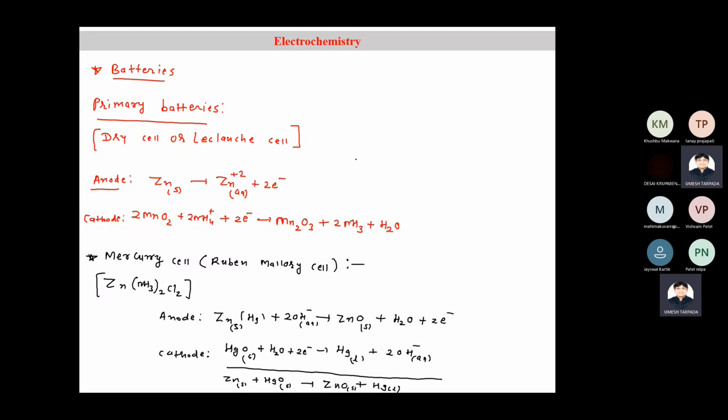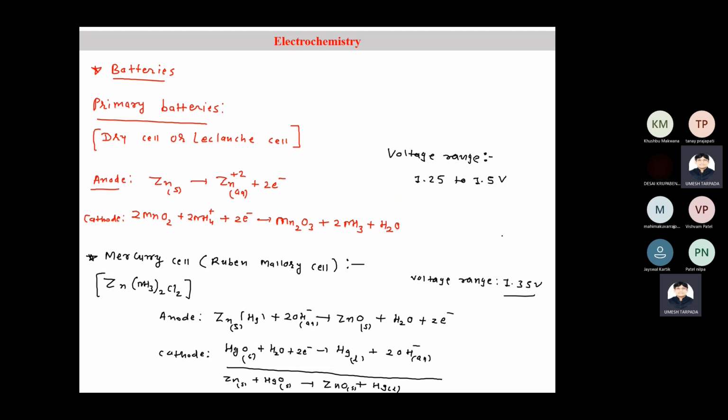In the earlier case, in the primary cell, the Leclanché cell, the voltage range is 1.25 to 1.5 volt. But here the voltage is 1.35 volt.